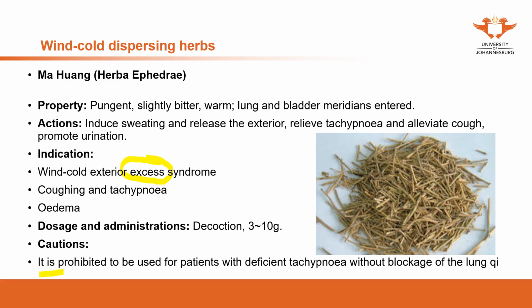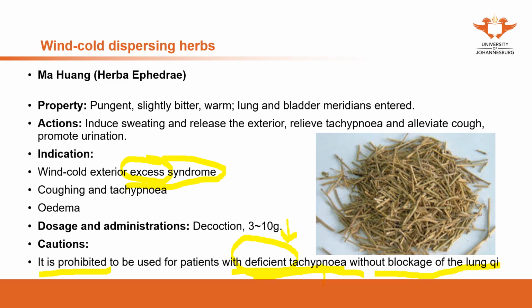It is prohibited to be used for patients with deficient dyspnea without blockage of the lung qi. So Mahuang must be used in an excess syndrome, not in a deficient syndrome.